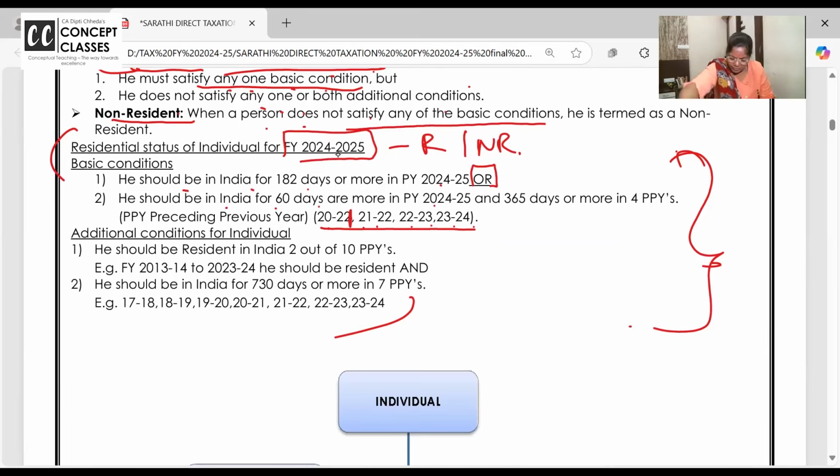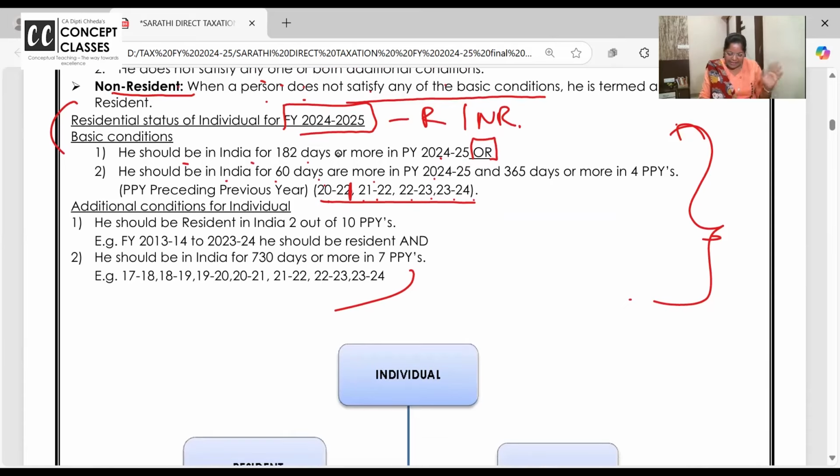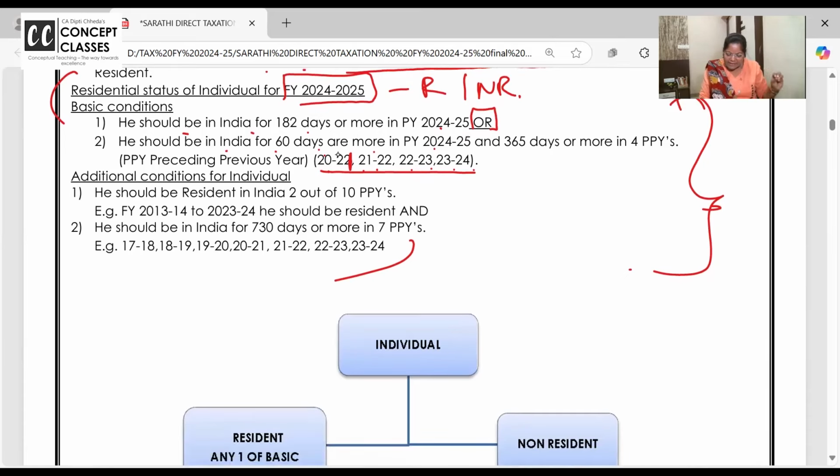हाँ, आ जाओ. Okay. Person is in, individual is in India for 182 days or more, or 60 days or more, and 365 days in the 4 years. Additional condition. He should be resident in India in 2 out of the 10 preceding previous years. So what are the preceding previous years? 13, 14 to 23, 24. Last 10 years, any 2 years he should be resident. And ये and को ऐसे block में डालो. Additional condition, both should be satisfied. Basic condition, any one should be satisfied.